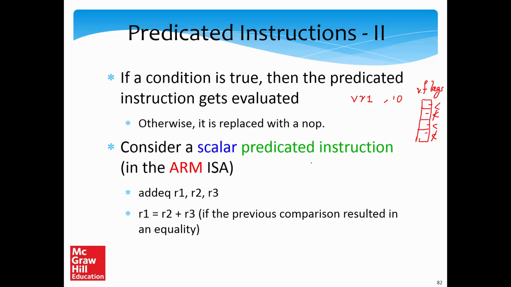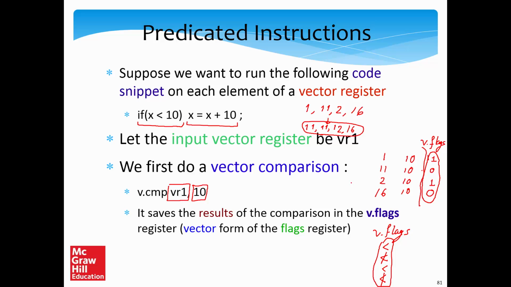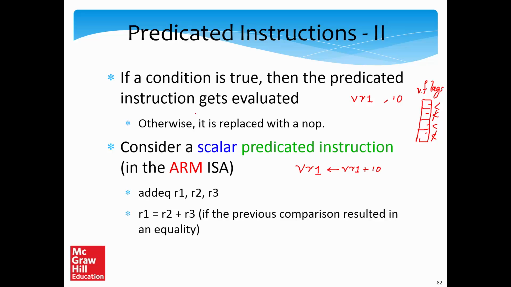What we want to do is set VR1 as VR1 plus 10, but not for all the elements. Only for those elements that are less than 10. So go back to the code. Only for those elements that are less than 10, we want to add 10 to it. Not for all the other elements. So there has to be some way of doing this, right?